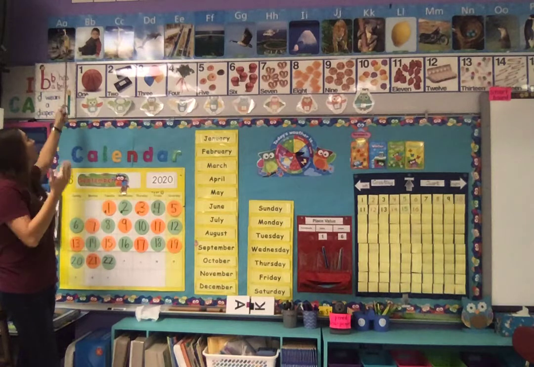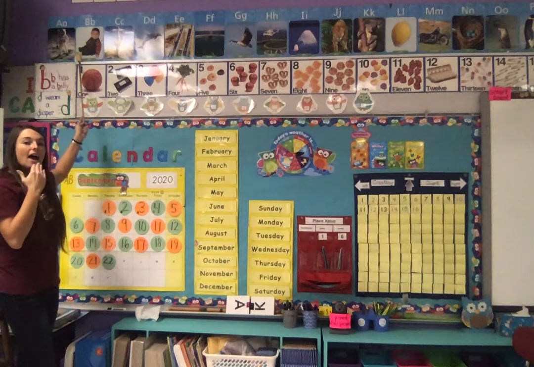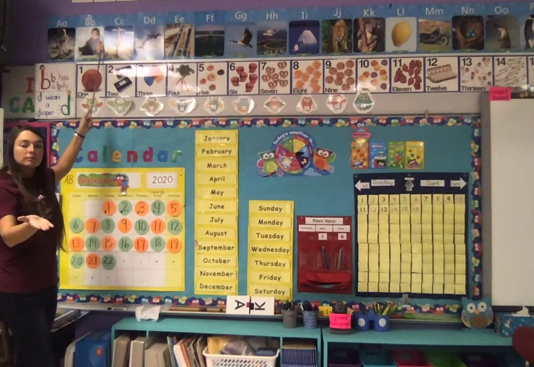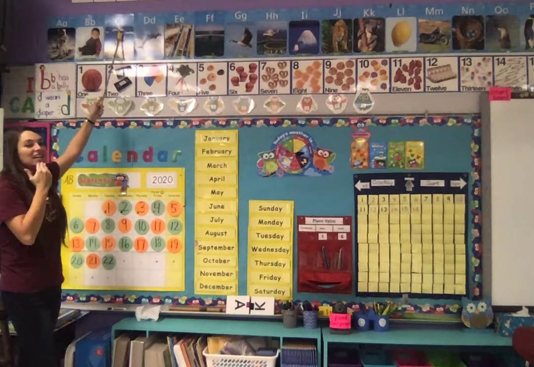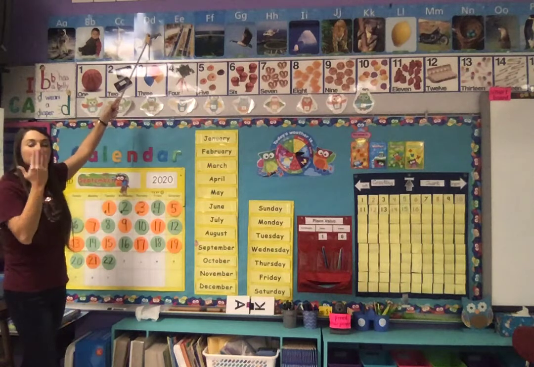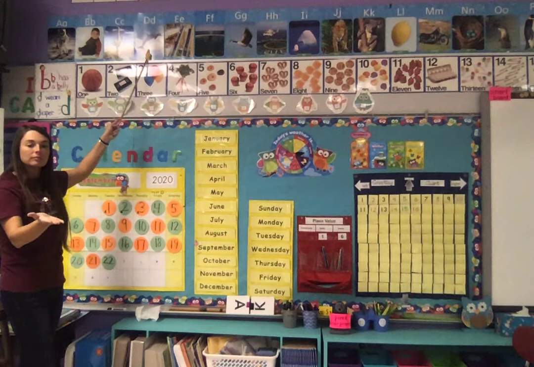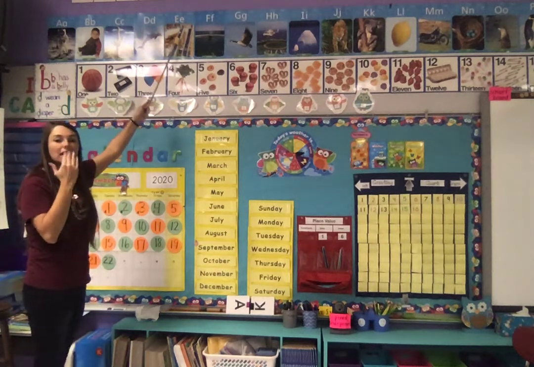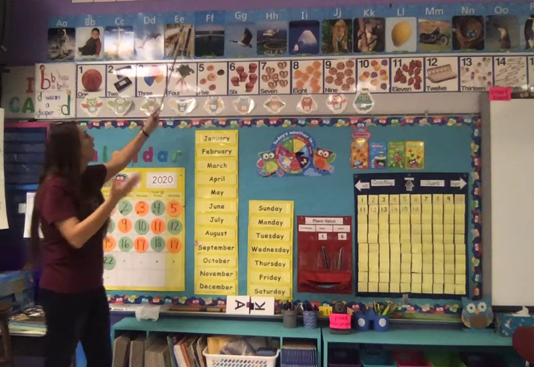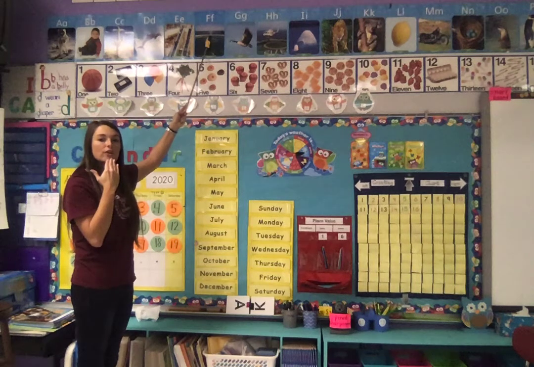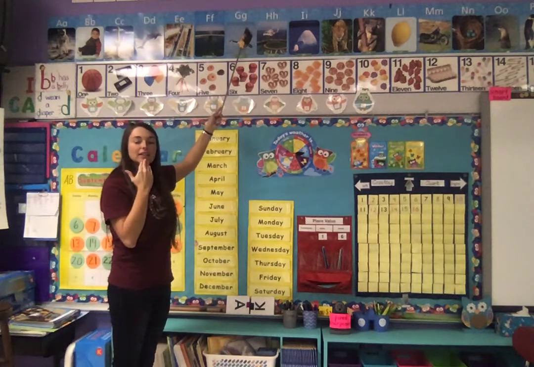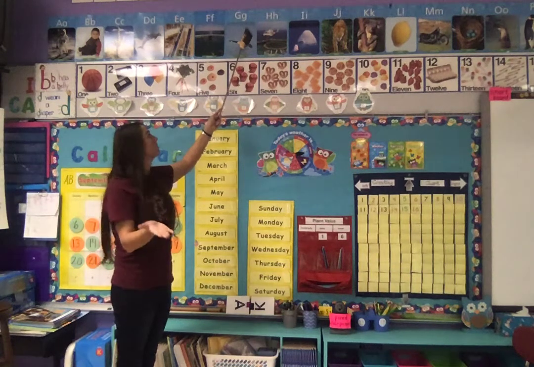A. A, A, A. Astronaut. Okay. B. B, B, B. Baby. C. K, K, K. Cactus. D. D, D, D. Dolphin. E. E, E, E. Escalator. F. Fountain. G. G, G, G. Goose.